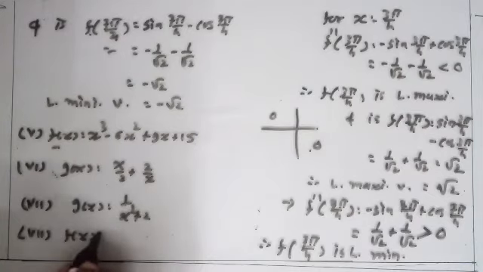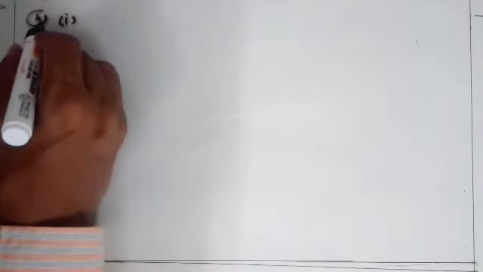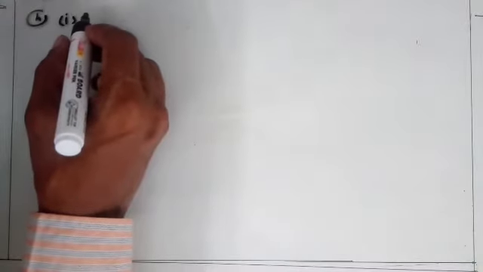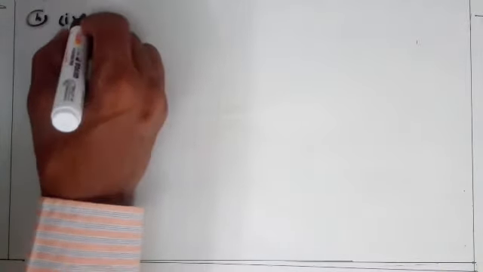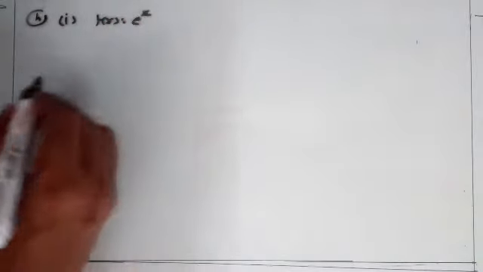Here the last question of exercise three, f(x) is equal to x into root of 1 minus x, and 0 less than x less than 1. Question number 4, prove that the following functions do not have a maximum or minimum value. Number 1, f(x) is equal to e raised to x.